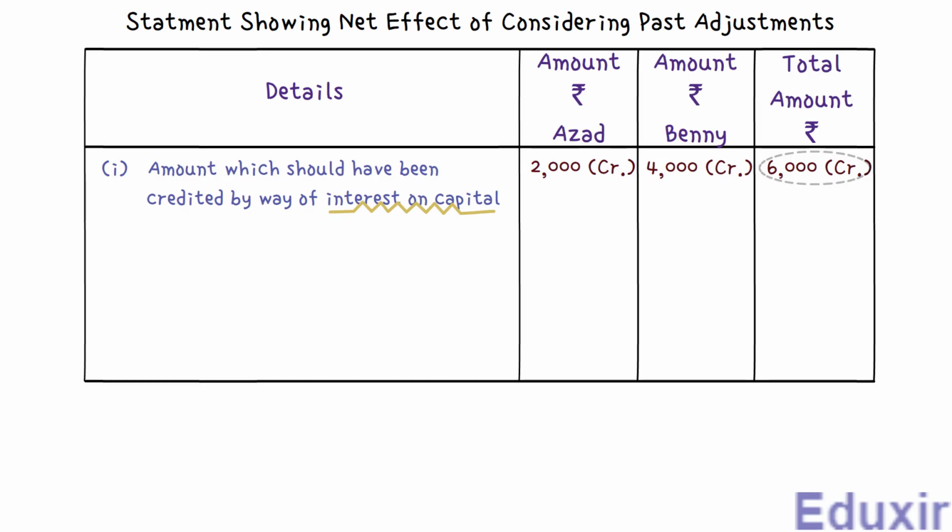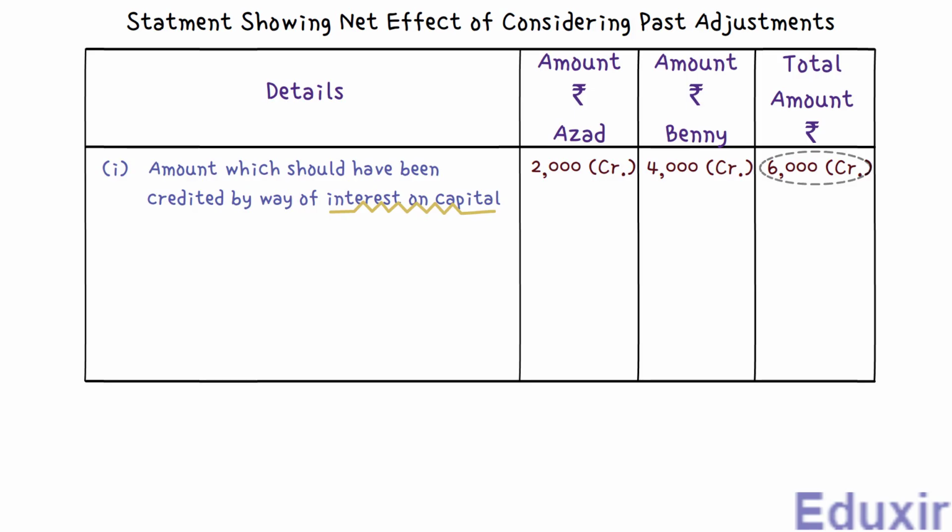To correct this, we should debit the partner's current accounts. Now, you might have a question: why should we debit? See, there is an overcredit of the profit share amount in the partner's current accounts. To reverse this effect, we should debit the partner's current accounts. Now, as you know, these 6,000 rupees were wrongly distributed to the partners in their profit sharing ratio.